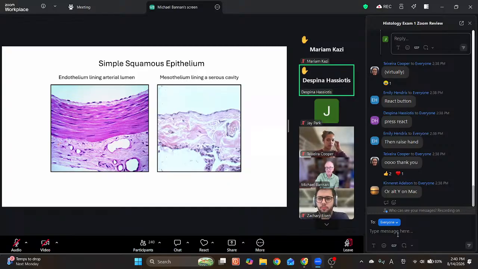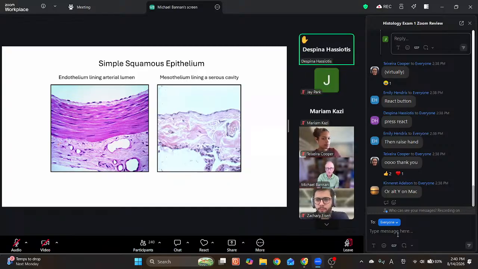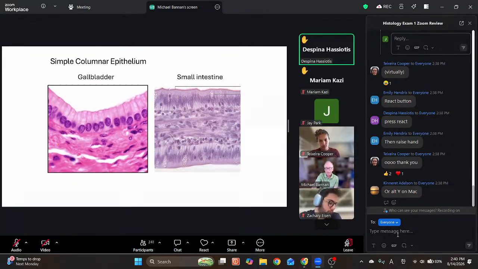Hi. I was wondering, on one of the last slides where we were looking at the gallbladder and something else, I understand that we're expected to identify that this is a simple columnar epithelium. Are we also expected to be able to say, okay, this was obtained from the gallbladder?